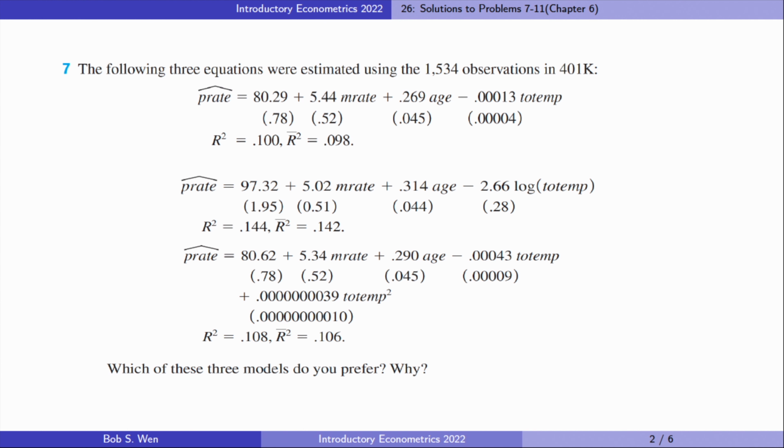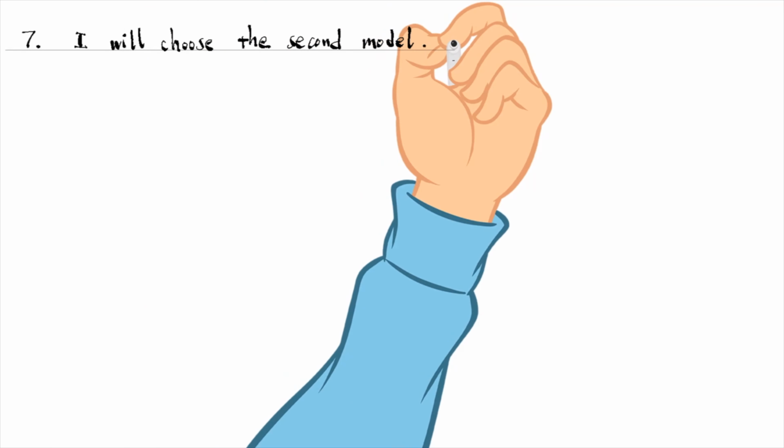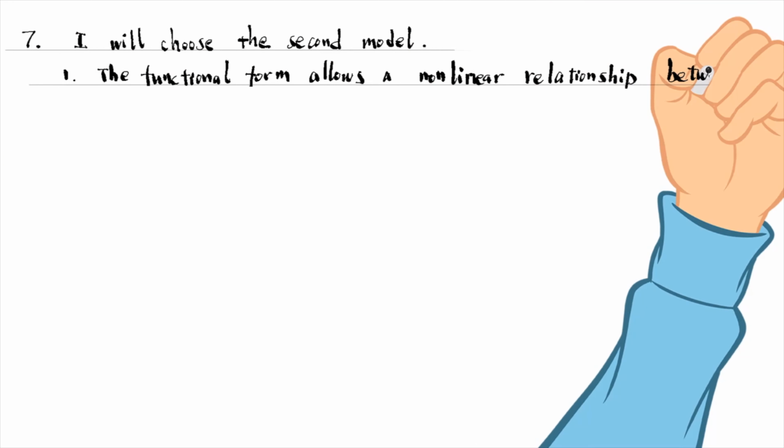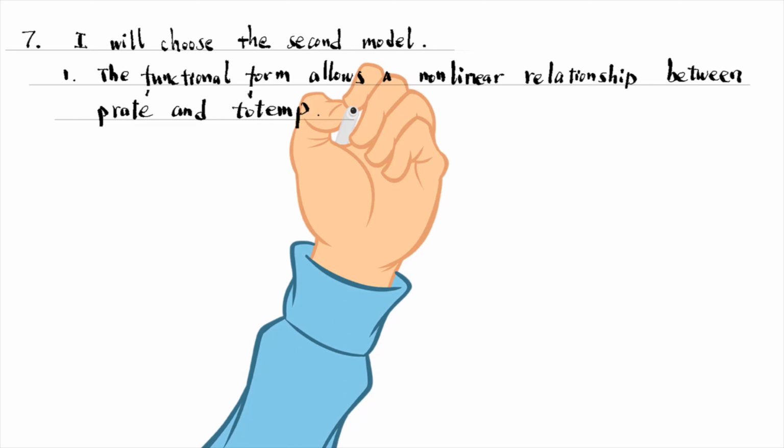There were 3 models in problem number 7. I will choose the second model with the log of the total number of employees as an explanatory variable. First, the functional form allows a nonlinear relationship between the participation rate and the number of firm employees. We see that the log term in the second model and the quadratic term in the third model are statistically significant. So the last 2 models are preferred to the first linear model.